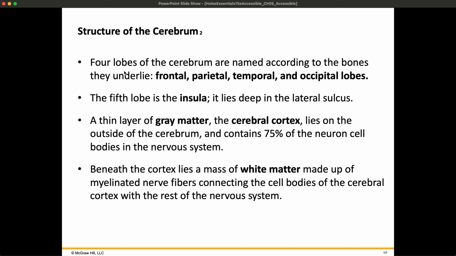There are 4 lobes that correspond to the bone that they're underneath: frontal, parietal, temporal, and occipital. You should know where those are by now. There's also a 5th lobe called the insula that is deep to your temporal lobe.